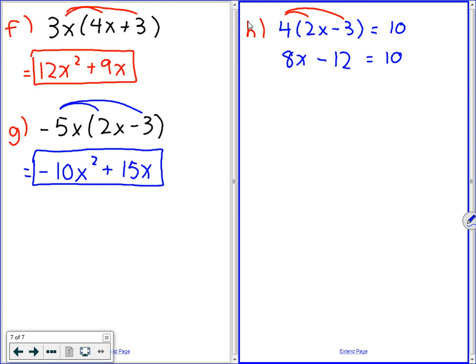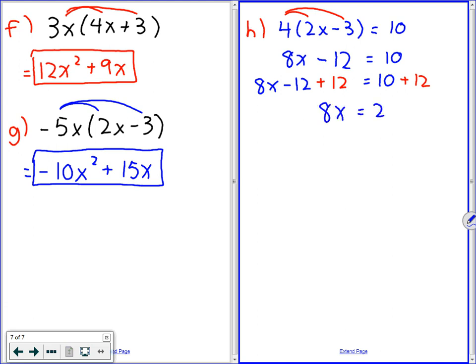Caleb, what's my next step, please? Add 12. So 8x. Mr. Sadler, can you just write my exam for this year? Yeah, no problem. I'll write it up and then I'll give it to you to work on yourself, okay?